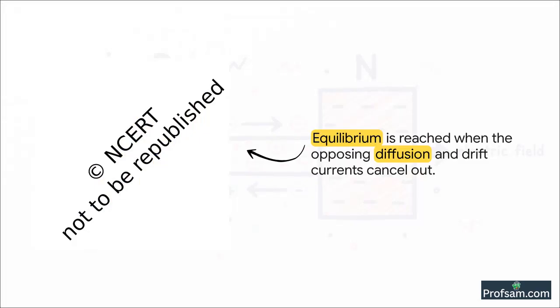So picture this. When the junction is first formed, the diffusion current is very strong and the drift current is very weak. But as more and more charges cross over, the depletion region and the barrier potential grows stronger. This makes the diffusion current weaker, but it makes the drift current stronger. Eventually, a perfect balance is reached, a point where the diffusion current trying to go one way becomes exactly equal to the drift current being pushed the other way. This stable state is what we call equilibrium.